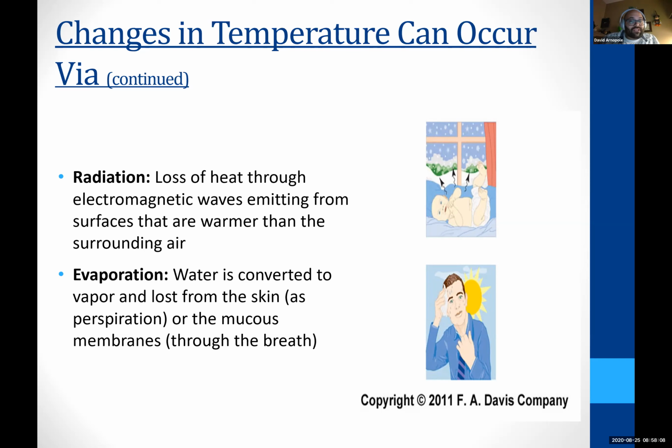So I see that question about convection and radiation. Convection would be heat through a current of air or water, radiation is heat through electromagnetic waves. So it's slightly different. You're dealing with actual air currents with convection, whereas radiation is just radiating off of your body. Does that help?